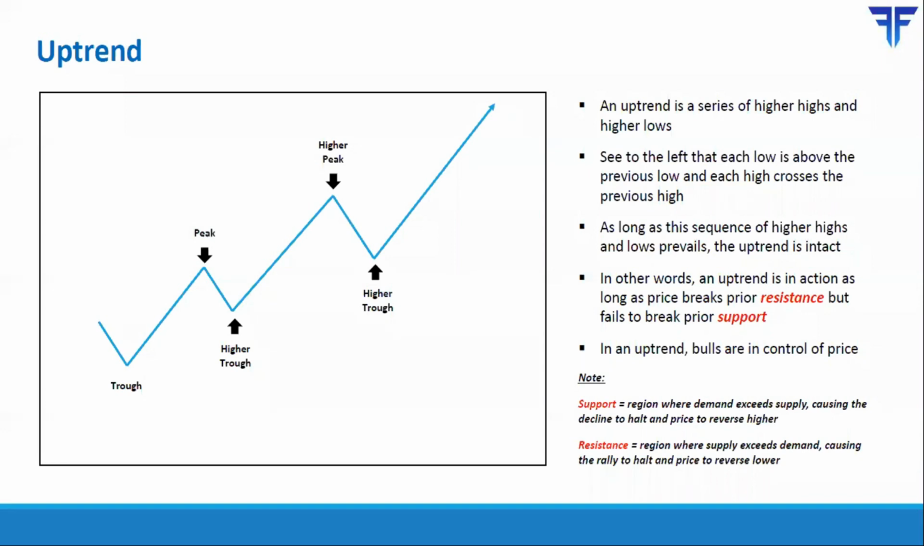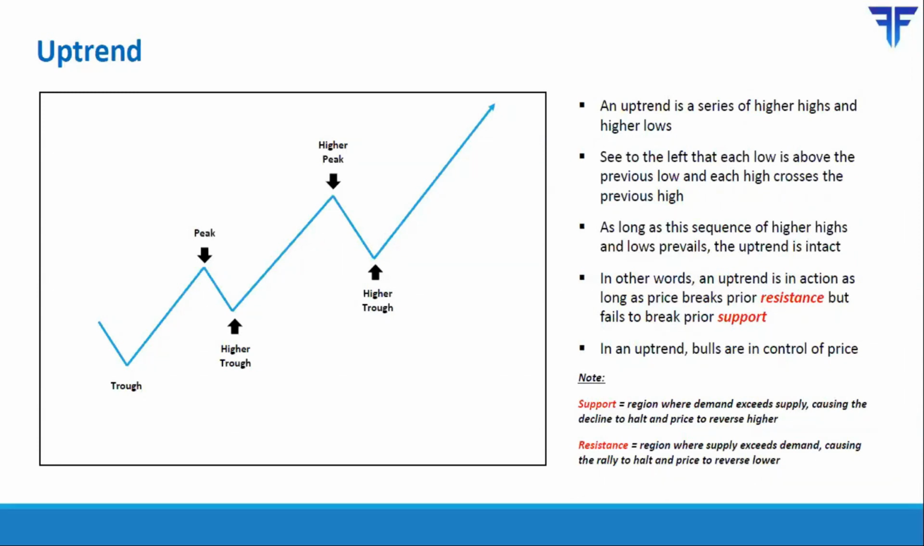As long as this sequence of higher highs and higher lows prevail, the uptrend is said to be healthy and pretty much intact. Let me briefly talk about what support and resistance is. I've defined my definition of support and resistance. Support is primarily an area on the chart where demand for the security is expected to exceed its supply. If this happens, you can expect price to reverse higher from the support zone.